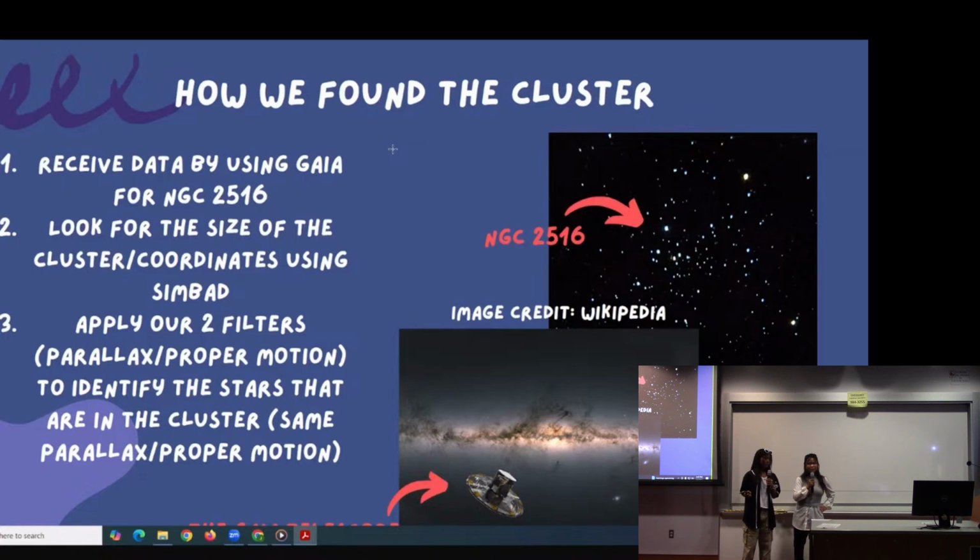And the second step that we did was to look for the size of the cluster and coordinates using SIMBAD. And our third was to apply our two filters, parallax and proper motion, to identify the stars that are in the cluster.